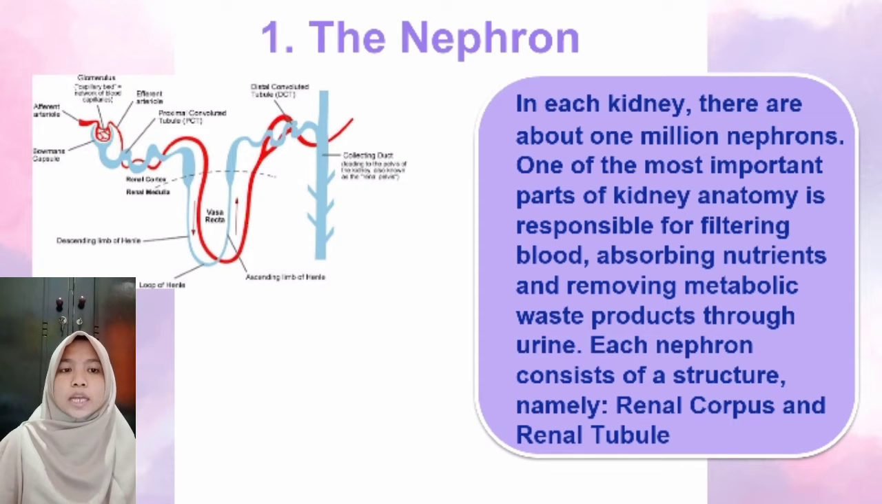Blood flows through the nephron to the renal corpus. Furthermore, the protein in the blood will be absorbed by the glomerulus. Meanwhile, the remaining fluid will be drained into the collecting duct. Then, some of it will be reabsorbed into the blood, including water, sugar, and electrolytes.